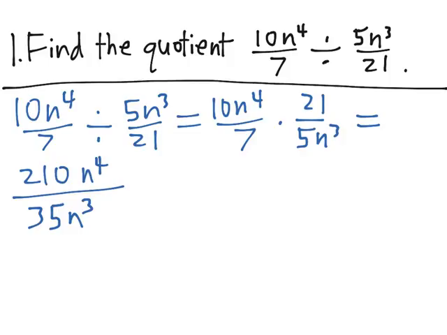210 is 10 times 21, which is 2 times 5 times 3 times 7. So 210 divided by 35, which is just 5 times 7, is 2 times 3. So we have 6 times n to the fourth over n cubed. Now there's 4 n's on top and 3 in the bottom, so dividing them, we're left with 1 on top, and we get 6 times n. So we just have 6n.